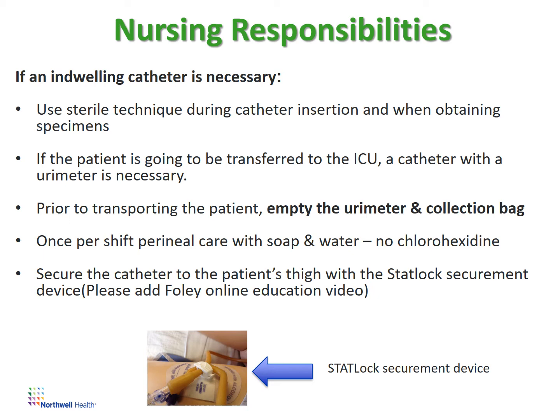If your patient is going to be transferred to a higher level of care or an ICU, the collection bag should be changed to a urometer. Before transporting the patient, please empty the urometer and the collection bag. Once a shift, perineal care should be provided. Do not use chlorhexidine, but instead warm soap and water. At the bottom of the slide, you will see a picture of the StatLock securement device. This should be attached to the patient's thigh to secure the catheter.